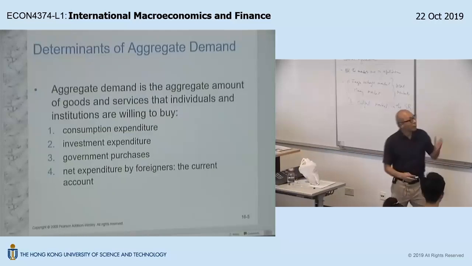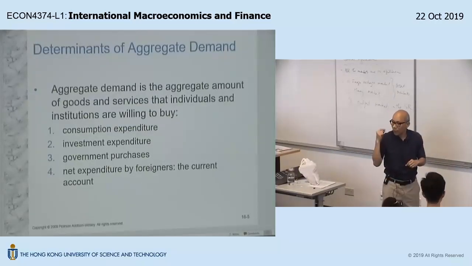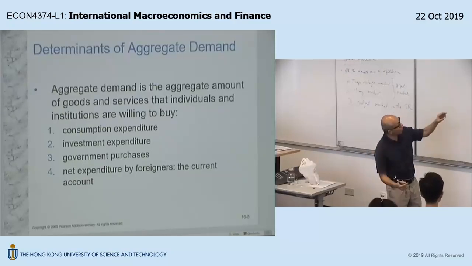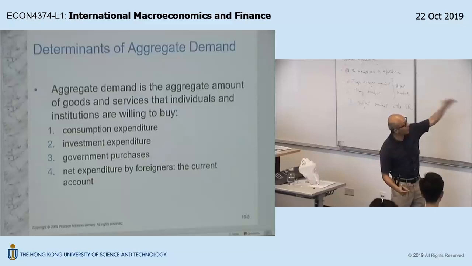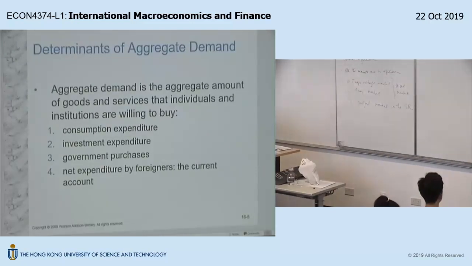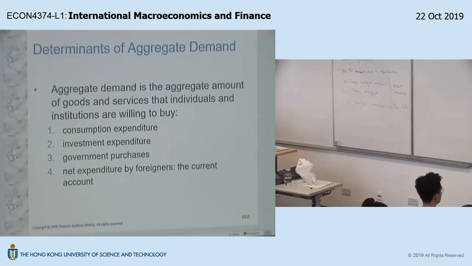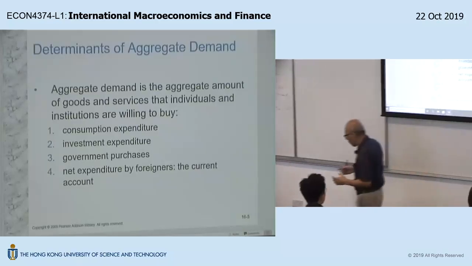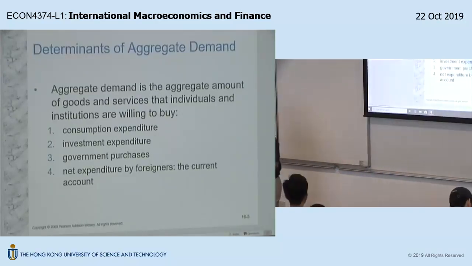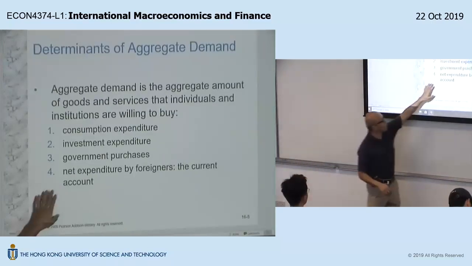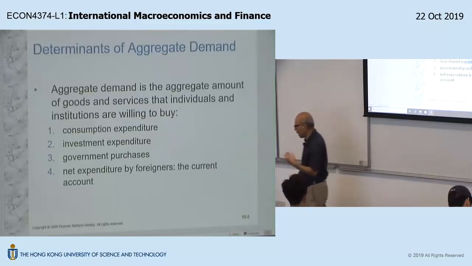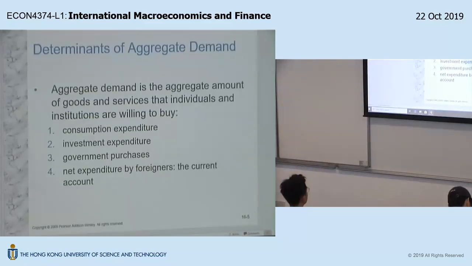In the same way, we use these components as components of aggregate demand. So we talk about consumption demand, investment demand, government demand, government purchases, and then the final one is the net demand from the rest of the world. That final one, the current account, is basically net demand from the rest of the world. So all these are demands.